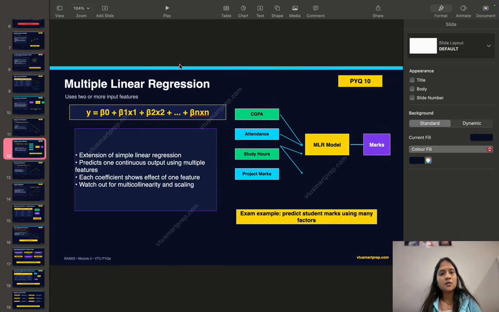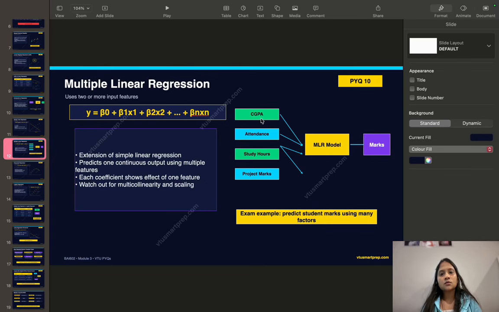Multiple linear regression: Y equals b naught plus b1 x1 plus b2 x2, and so on till bn xn. It is an extension of simple linear regression that predicts one continuous output using multiple features. Each coefficient shows the effect of one feature, and watch out for multicollinearity and scaling.